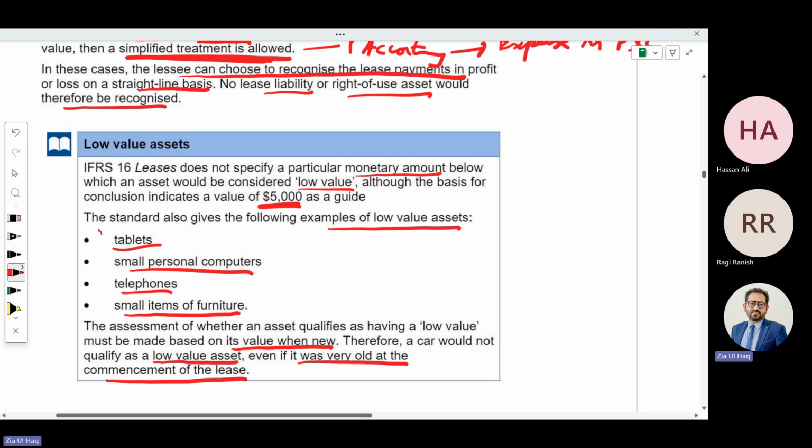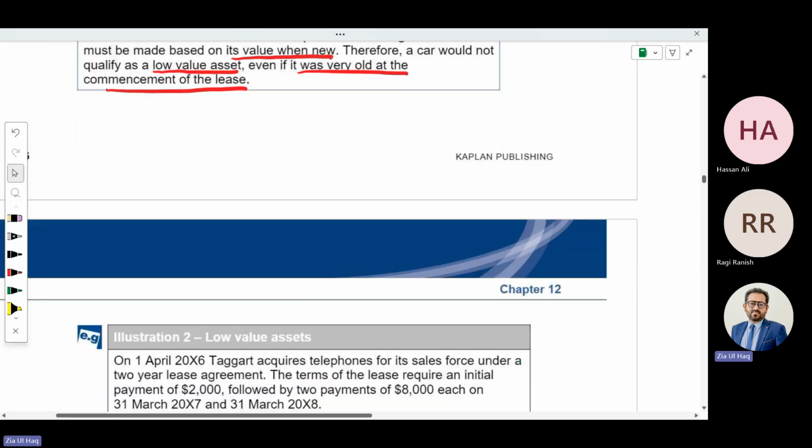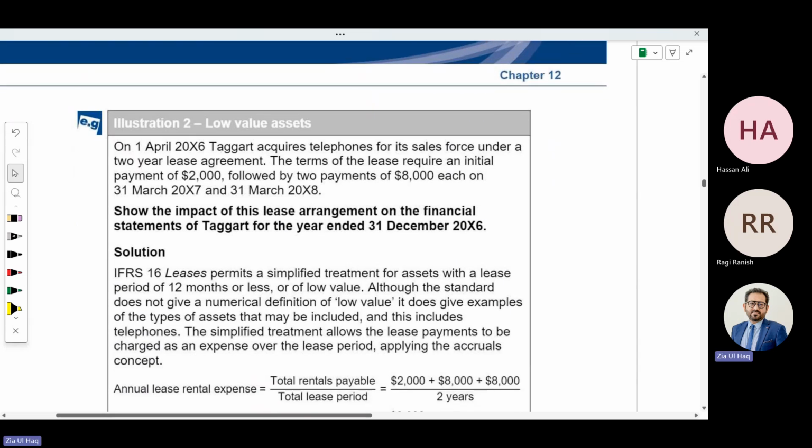But these four types of asset you can treat as low value: tablet, small personal computer, telephone, small items of furniture. Even if the lease time period is more than 1 year, you can adopt simplified treatment for these assets. Illustration.